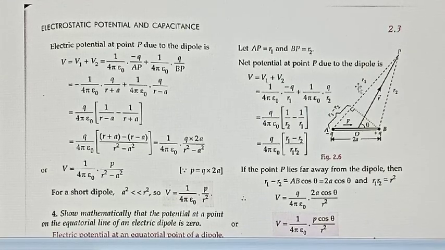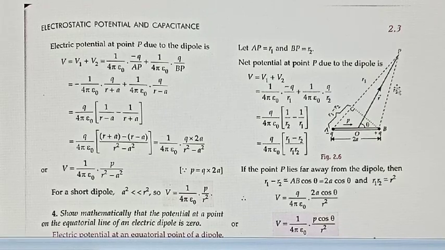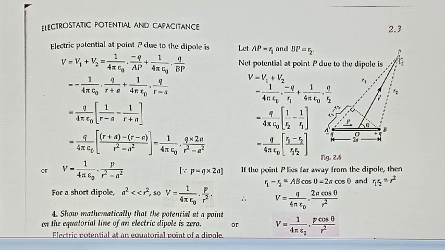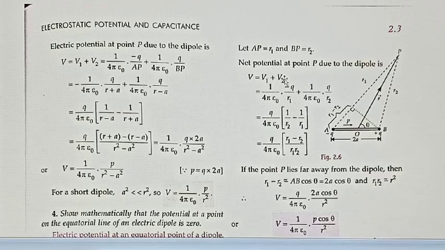So you mark this distance as r1 and this distance as r2. Definitely you have to find r1 and r2. You see this angle is theta. Now again you do the same thing. Potential at P due to minus Q plus potential at P due to plus Q. So V is equal to V1 plus V2.